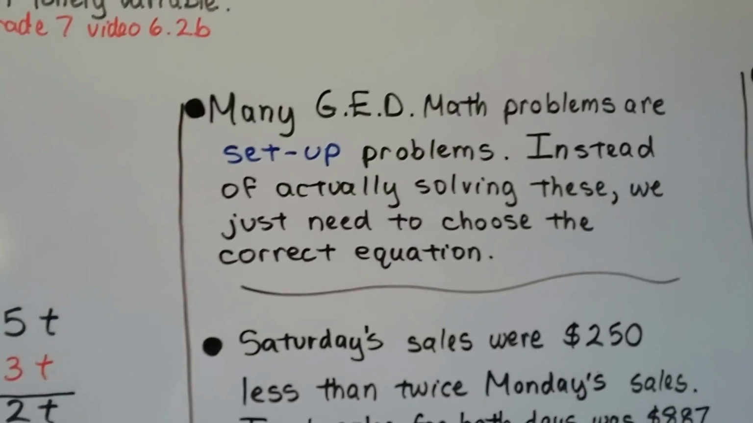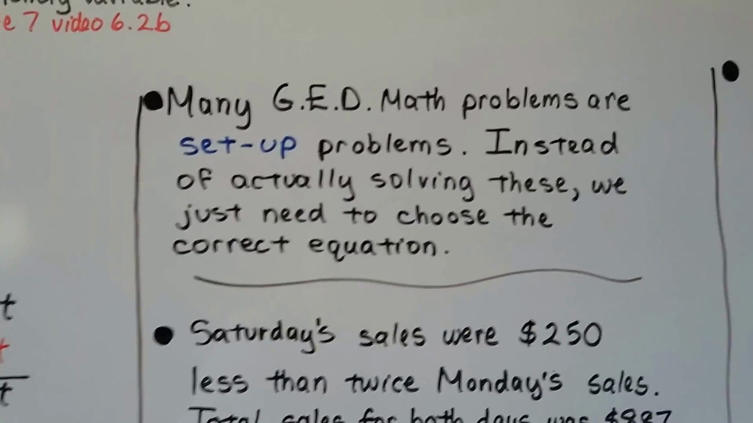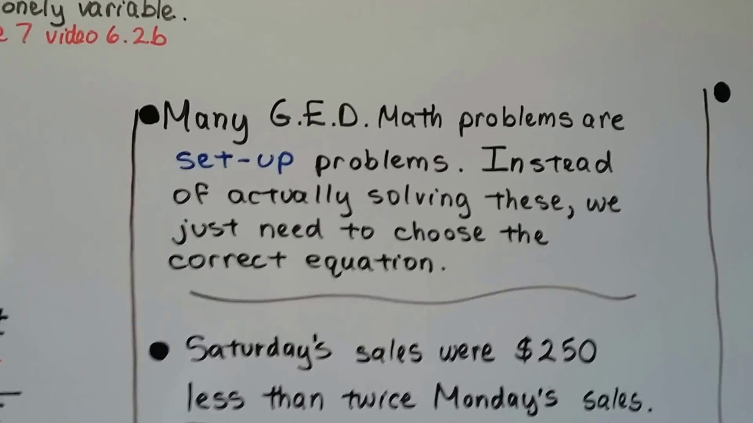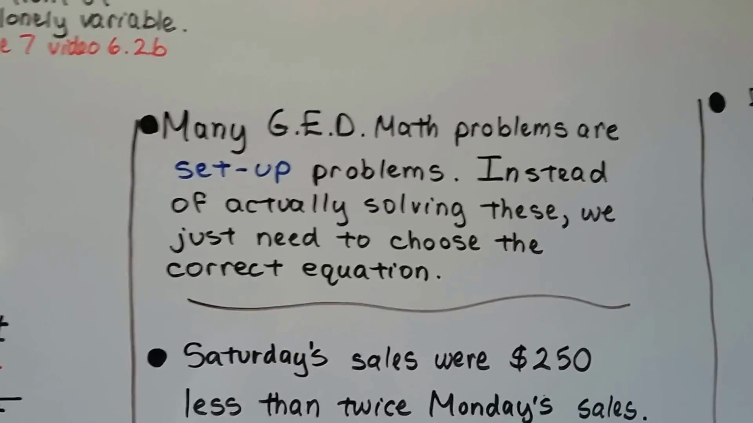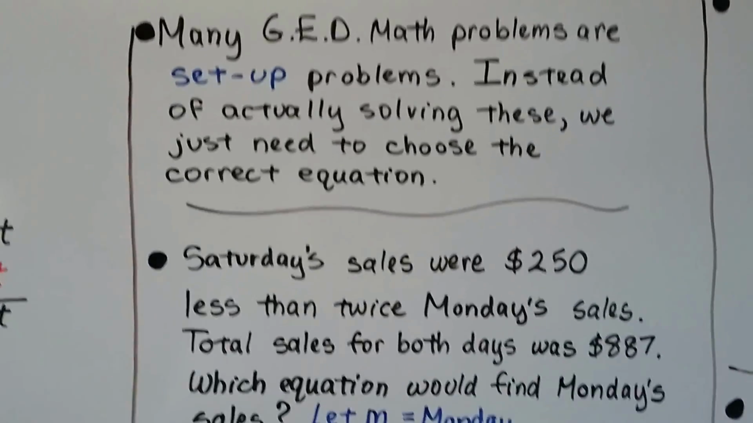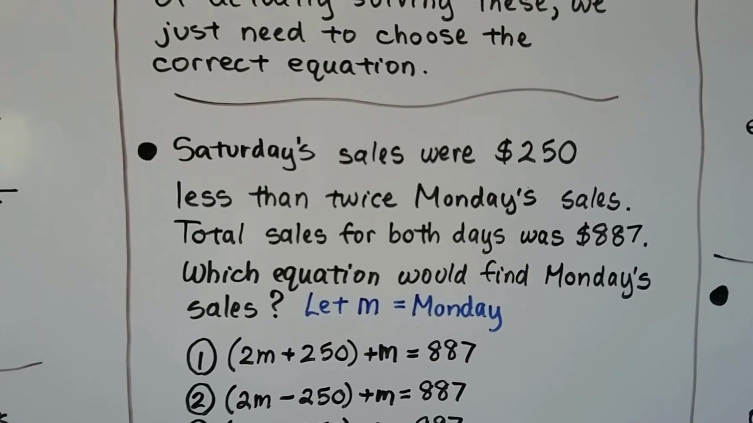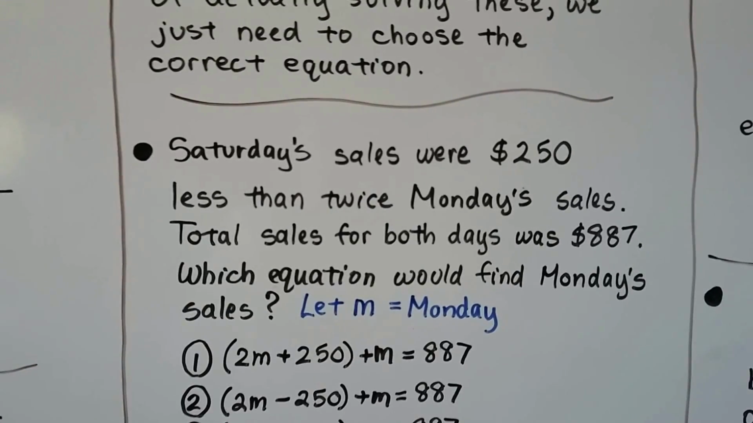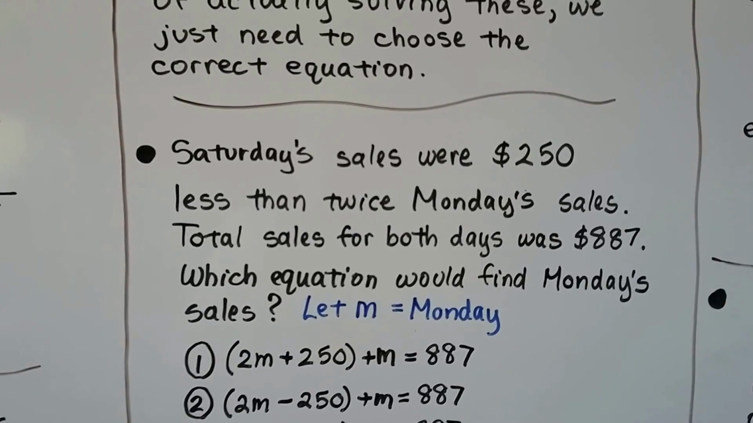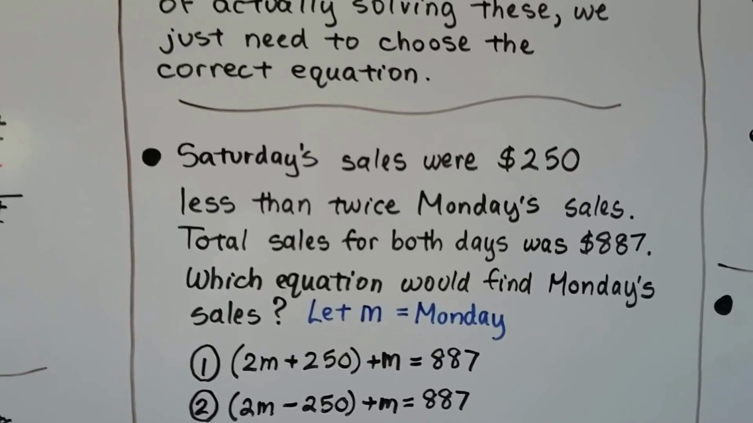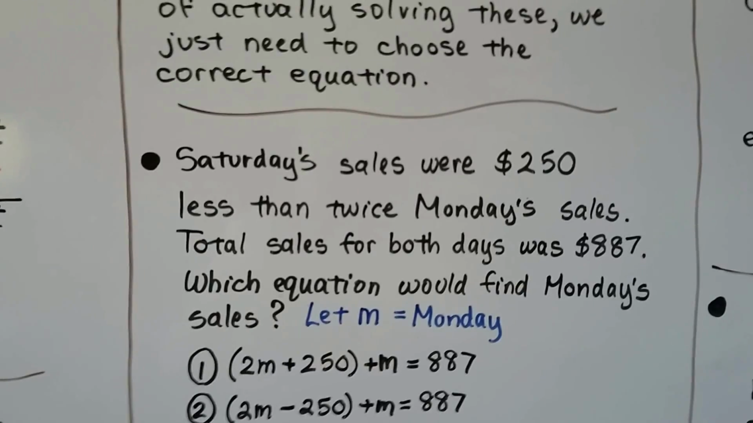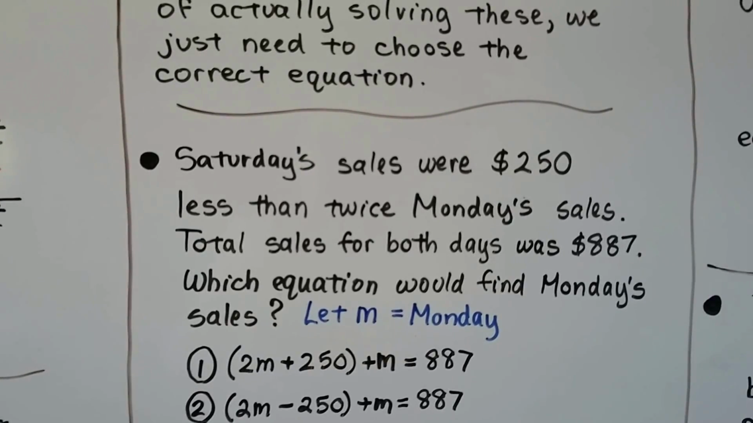Now, many GED math problems are setup problems. Instead of actually solving these, we need to choose the correct equation. So take a look at this one. It says Saturday's sales were $250 less than twice Monday's sales. Wow, you have to read that a couple times, right? Total sales for both days was $887. So which equation would find Monday's sales?